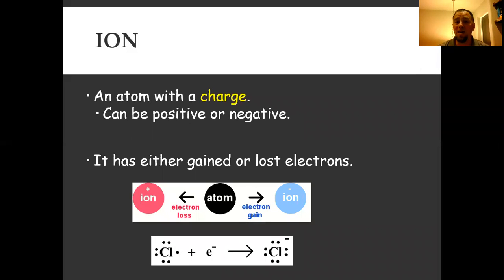So that atom has either gained or lost electrons. If it has lost electrons, it's going to be a positively charged ion. If it's gained electrons, which we know are negatively charged, it's going to become a negatively charged ion.